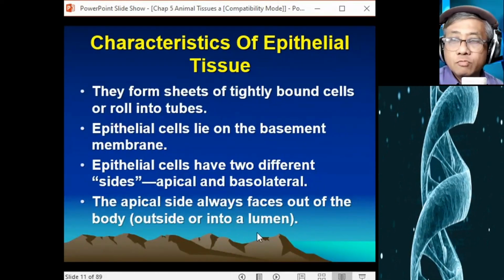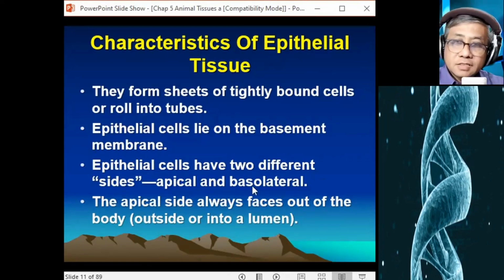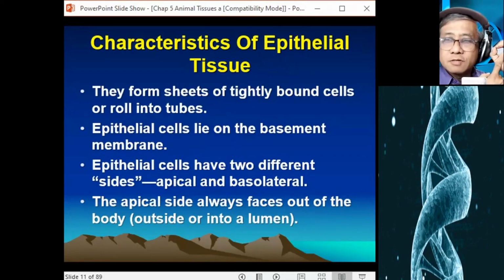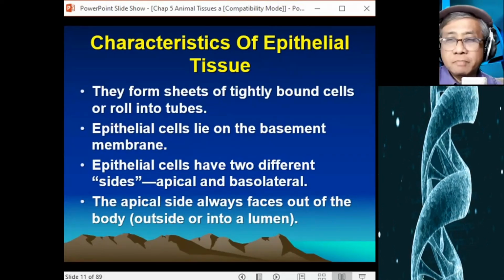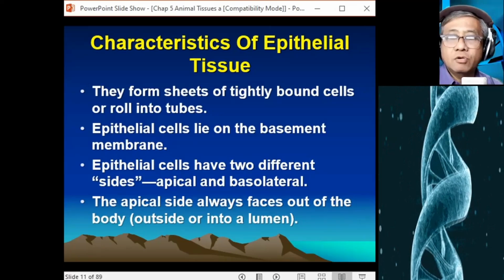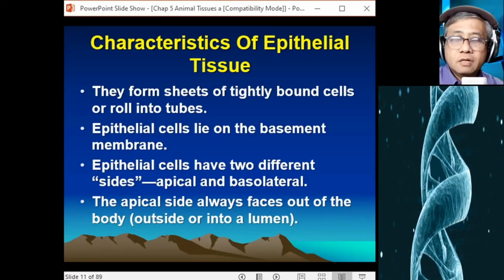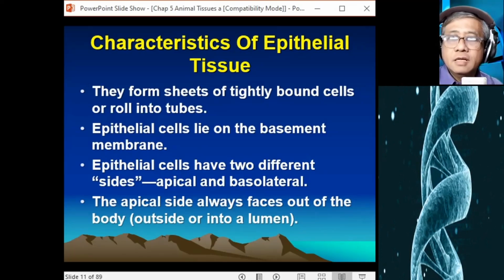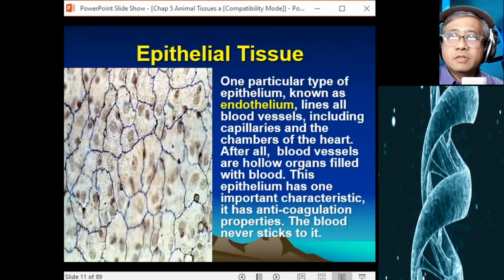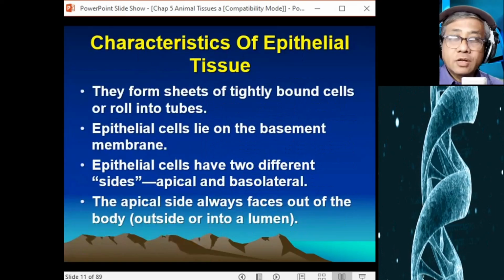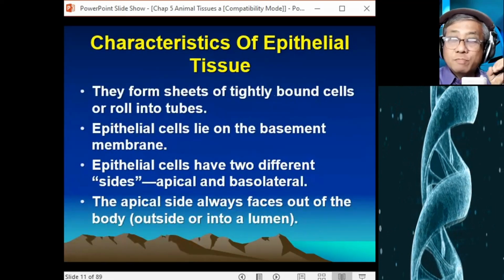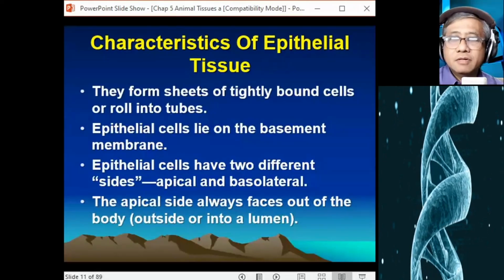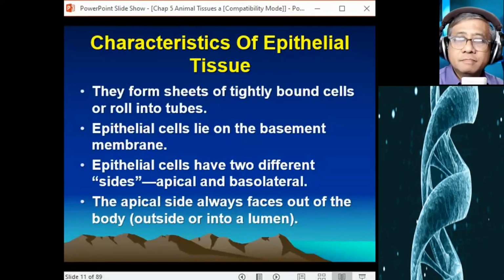Pag sinabi nating lumen, this is the cavity inside the tube. Okay? So, kanya yung tubo, ito yung lumen, yun nasa loob. Alright? So, yun ang apical side. The apical side always faces out of the body, outside or into a lumen. What about the basolateral? Yung basolateral pa, opposite. It faces in of the body.